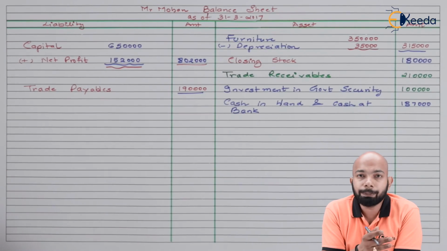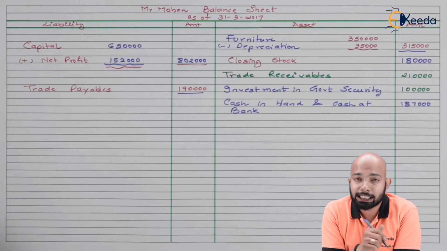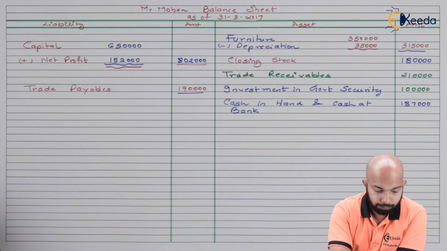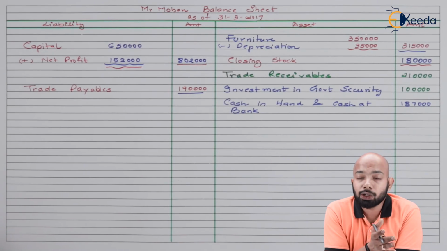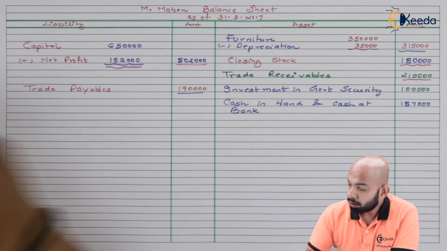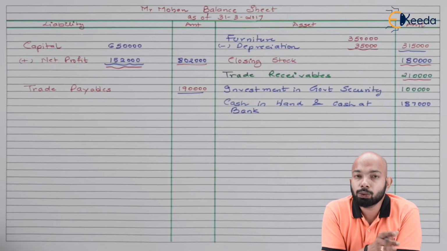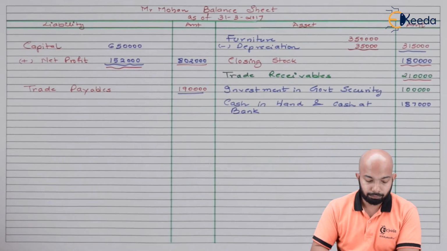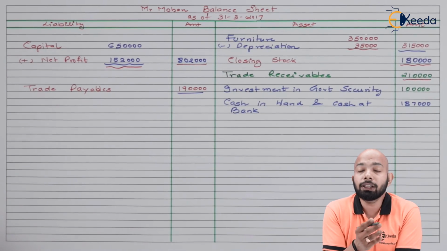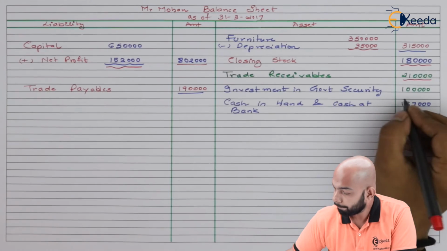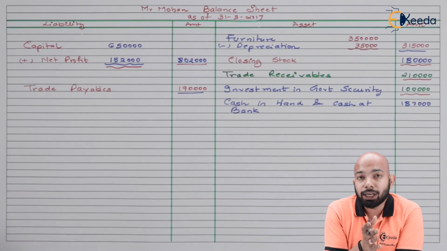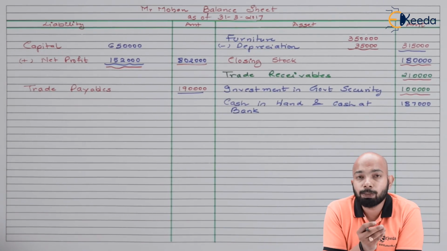Closing stock has been already pre-valued at 1,80,000, so that has been mentioned accordingly. Trade receivables were given as 2,10,000, which has been mentioned there. Investment in government securities were around 1 lakh, which has been mentioned there. Cash in hand and cash at bank, which is the last part, has been mentioned as 1,87,000.